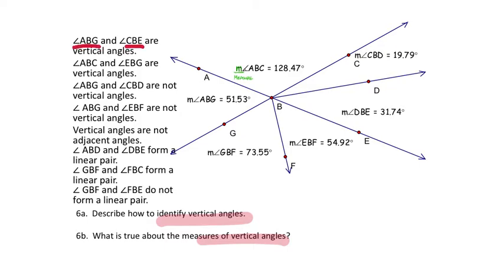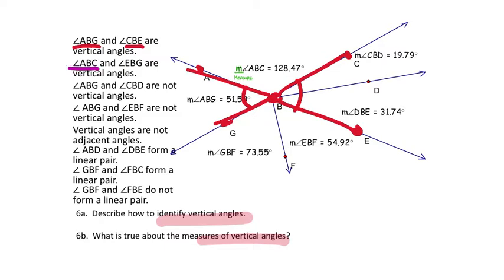So, vertical angles though, let's see here, what do we got? ABG and CBE are vertical angles. So ABG, that's this angle. And angle CBE, so that's this one right here. That's the full angle right there. It says these are vertical. Okay, that's interesting. They're not adjacent. I'd say these are opposite of each other at the same intersection, and that works.